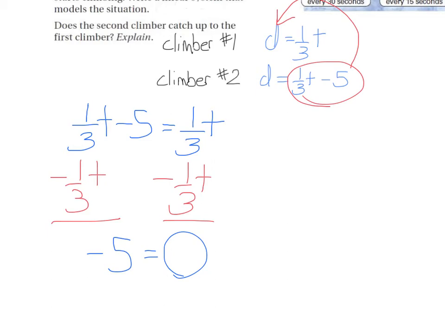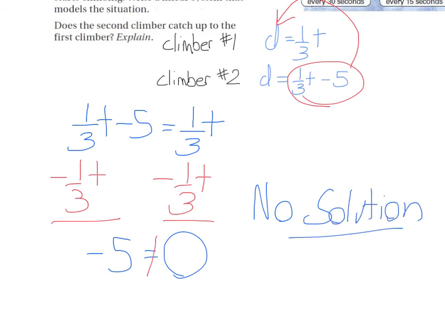So what are we left with? We're left with -5 is equal to 0. That's weird, because we know in our heart of hearts that is not true at all. Thus, we see that this particular system has no solution. Now, what does that mean in the context of this problem? We have to further explain what no solution actually means.